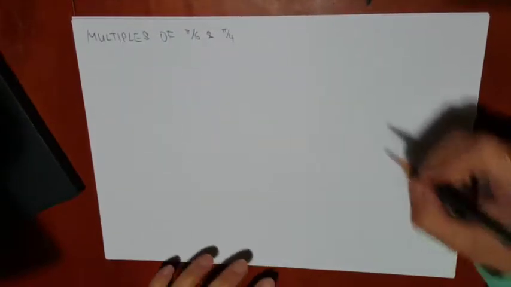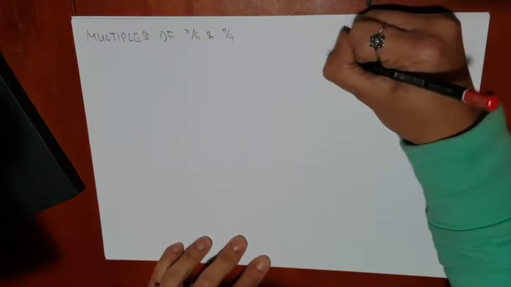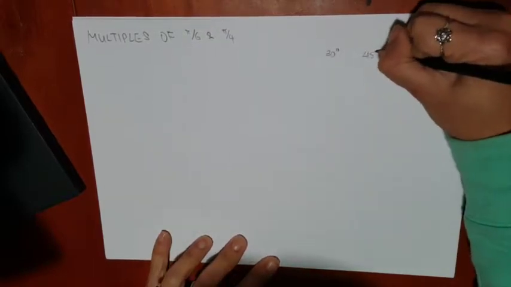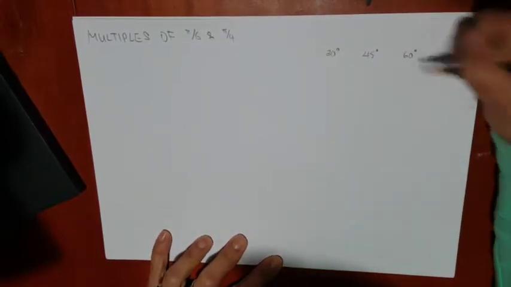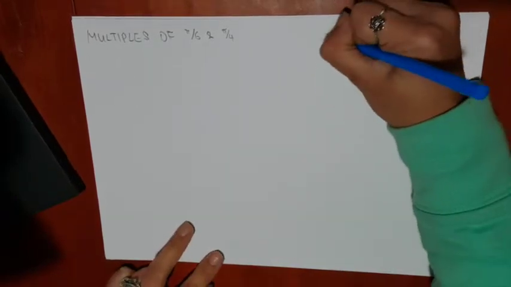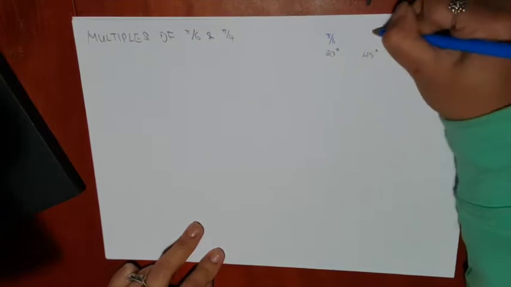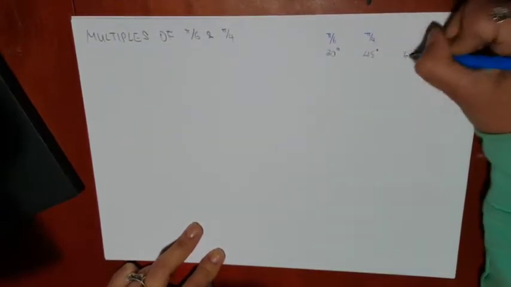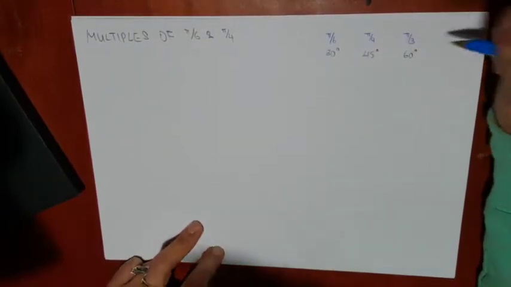So for this chapter, we are doing multiples of pi over 6 and pi over 4. It's really important that you know that the related angles are 30 degrees, 45 degrees, and 60 degrees. If we write this in radians, this is pi over 6, this is pi over 4, and this will be pi over 3.